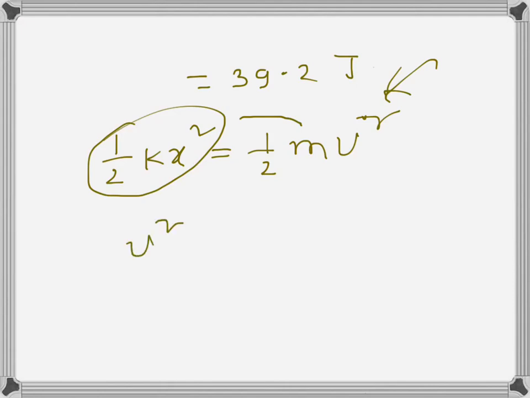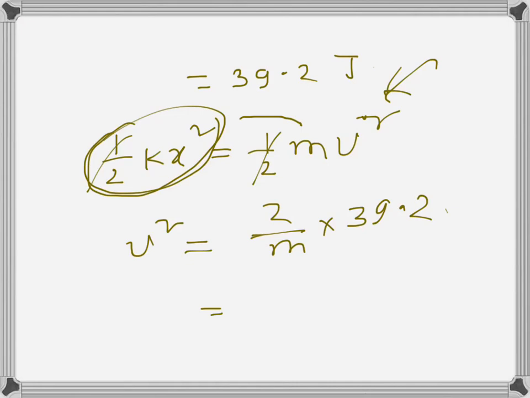So v square will be, we can get rid of the half here, k x square divided by m. Or what I could do, I could have just written this 39.2. So this is half m v square, so that will be 2 over m times 39.2.